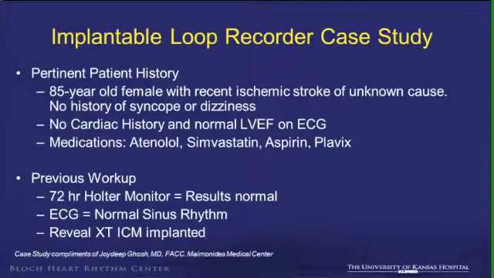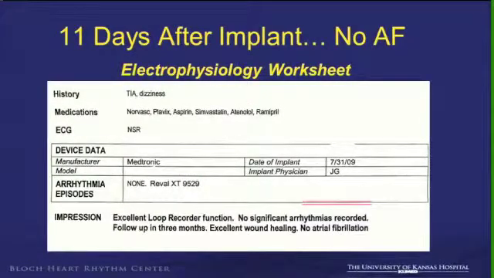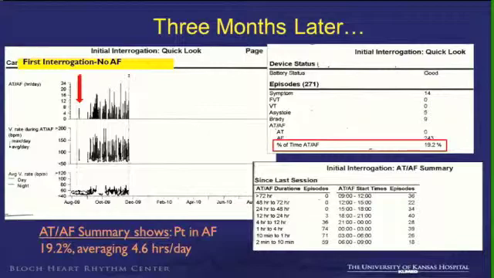So I want to finish my last 3 slides with an implantable loop recorder case, which highlights what I've been talking about. This is an 85-year-old female with a recent ischemic stroke of unknown cause, no previous history of cardiac disease, and normal LV ejection fraction, but she does have some risk factors for AFib. She has hyperlipidemia, she's older, and she has hypertension, I believe. Her previous workup showed a normal Holter and normal ECG, and she had a Reveal XT implanted. She saw her electrophysiologist 11 days after implant, with no atrial fibrillation at all. Everything was going well. At 3 months, however, we noticed that she has had atrial fibrillation.